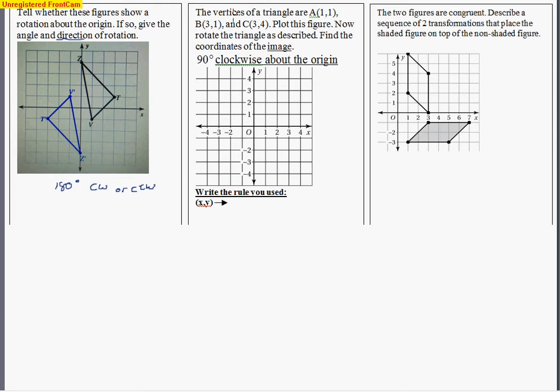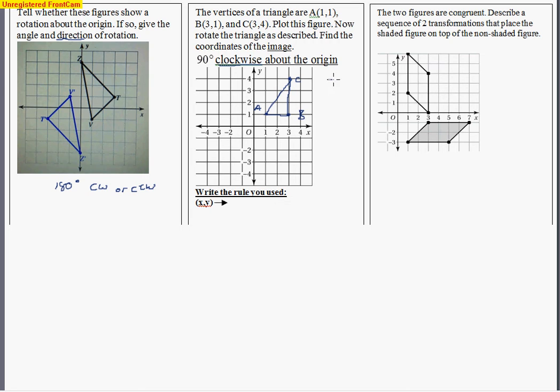It says the vertices of the triangle A is 1, 1. B is 3, 1. And C is 3, 4. And so from there, let's see what it asks us to do. It says plot the figure, which we did. Now rotate the triangle as described. Find the coordinates of the image. So 90 degrees clockwise.